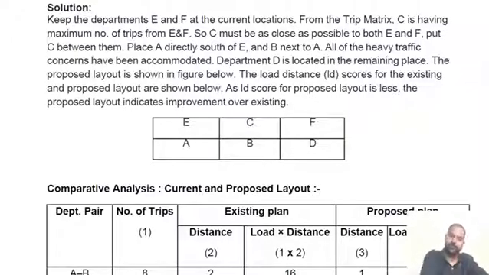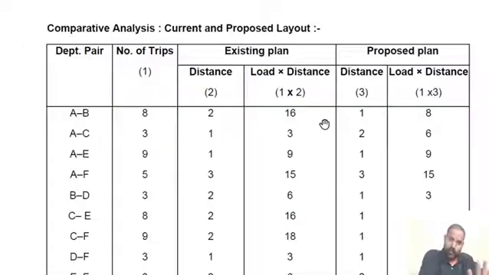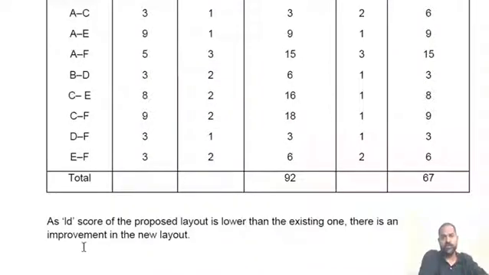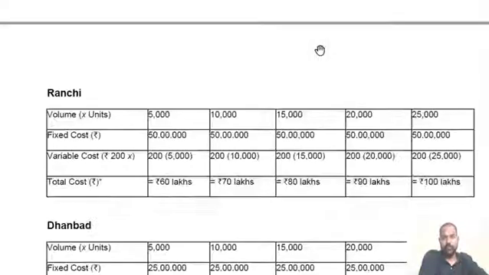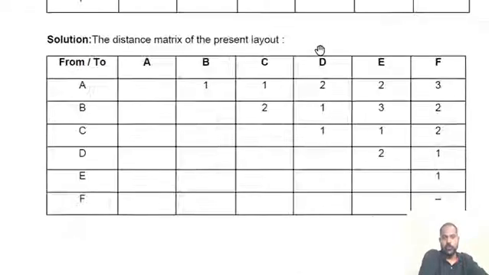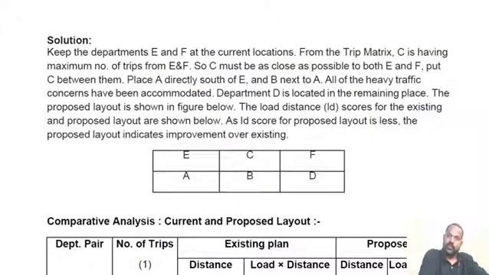That is it. After doing that, we draw the new matrix, improved matrix, we find the load into distance, we do all of that, and then finally we say, as the LD score of the proposed layout is lower than the existing one, there is an improvement in the new layout, or in other words, the new layout is a good idea. That is it. With that, only 2 questions in your module. With that, location planning was done in the previous session, and now facility planning is also done. Only 3 questions. Please practice them as much as you can.